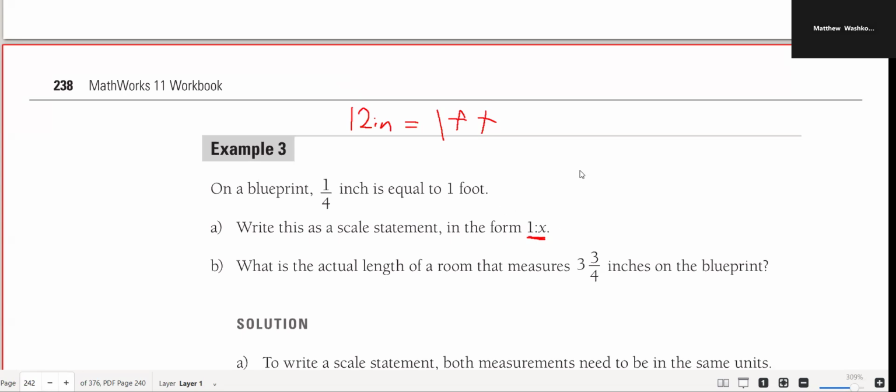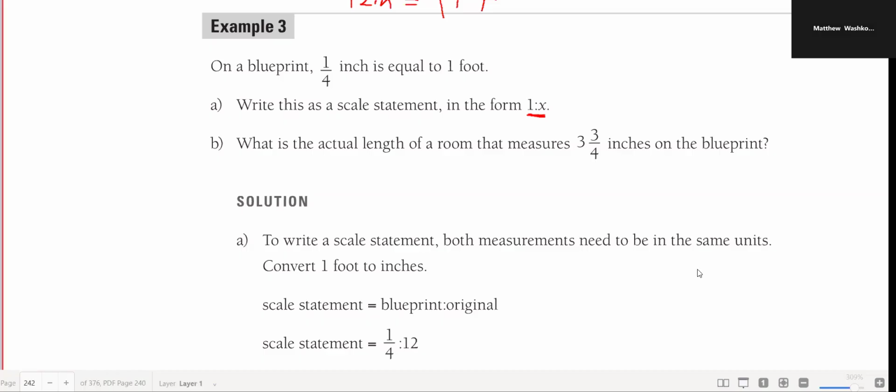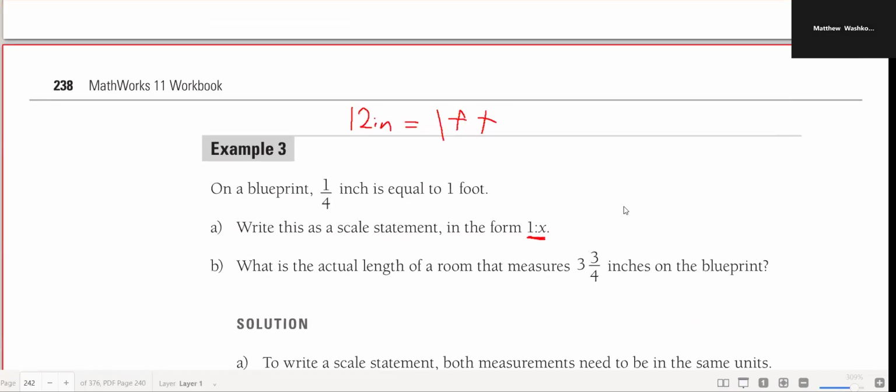So for this one, we've got to get this into the same units. In this case, a quarter of an inch is 1 foot. I can keep it like this. So 1 over 4 is equal to 12 inches. We're going to put this one as 12 inches. You could go the other way around. It doesn't matter, you get the same answer at the end of the day. So 1 over 4 inches on a blueprint is equal to 12 inches in real life.